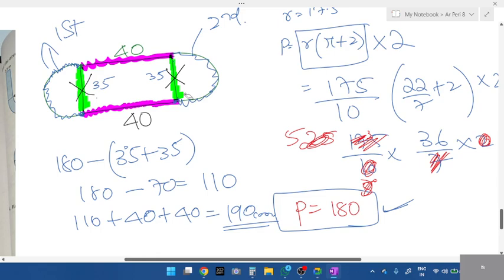So don't find the perimeter of the rectangle, students. Find the perimeter of the two semicircles. You get 180. In that 180, I'll subtract 35 and 35. You get 110. With 110, just add the outer boundaries: 40 plus another 40.